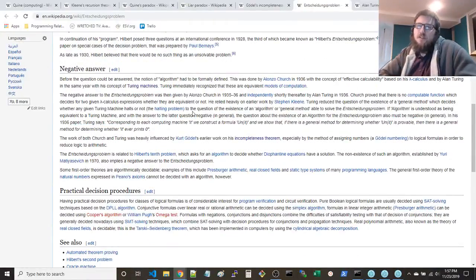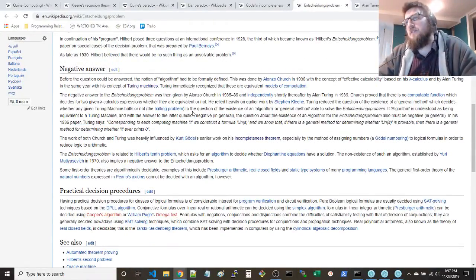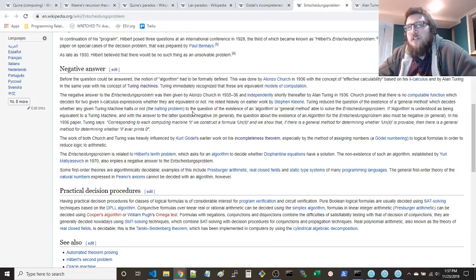Before the question could be answered, the notion of algorithm had to be formally defined. This was done by Church in 1936, effectively calculable, lambda calculus, and Alan Turing. Turing machines: they recognize that these are equivalent models of computation. Negative answer to the Entscheidungsproblem. It's then given by Church, and independently shortly thereafter by Turing. Church proved that there is no computable function which decides for two given lambda calculus function expressions whether they are equivalent or not.